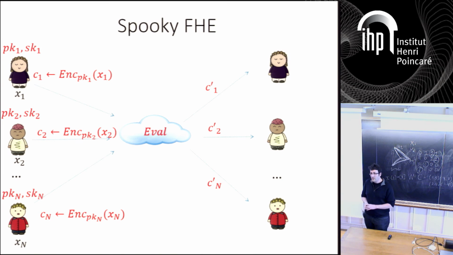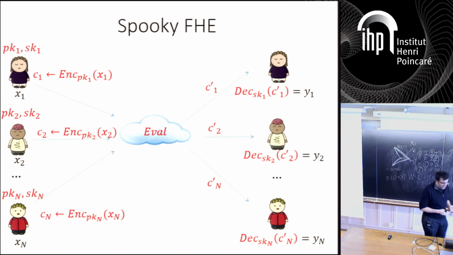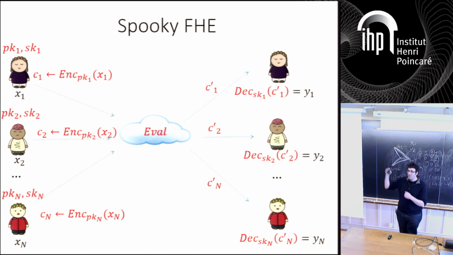But now, instead of the cloud outputting one ciphertext, we want the cloud to be able to operate on these n ciphertexts and output n new ciphertexts, C1 prime, C2 prime, up to Cn prime, for each of the n users separately. The n users will decrypt and get out some values y1 up to yn. So we're starting with encryptions of x1 up to xn under different keys. We want to manipulate them and get encryptions of y1 up to yn under the corresponding keys. That's the goal here.